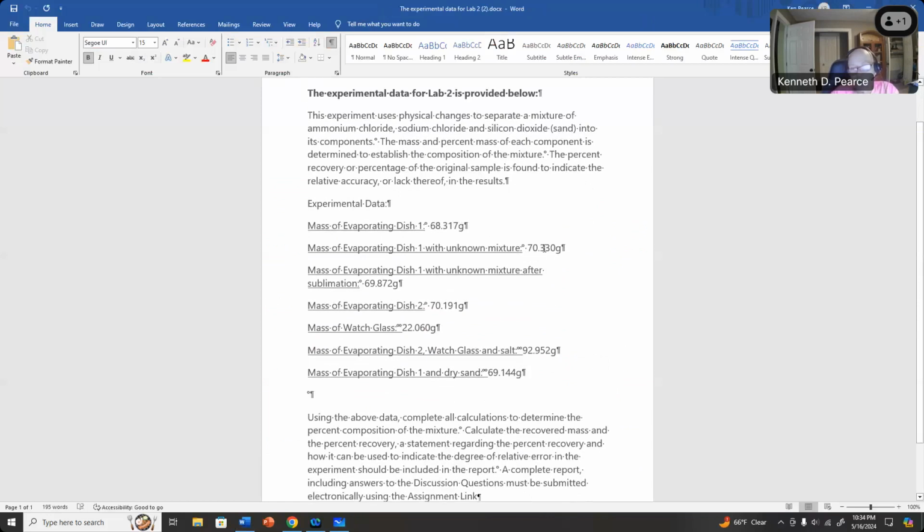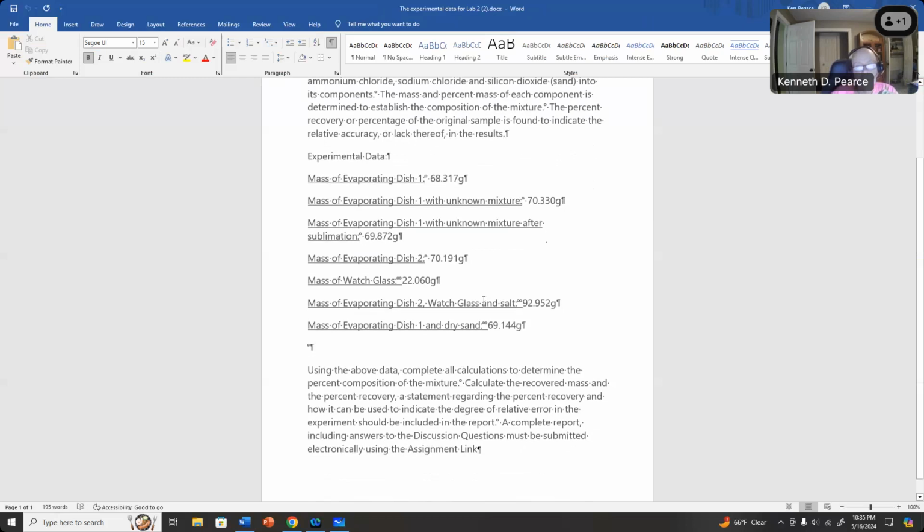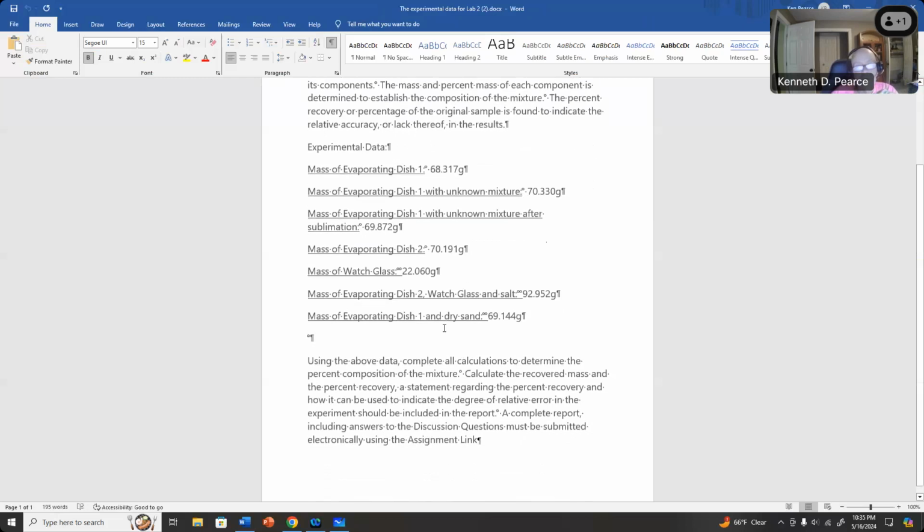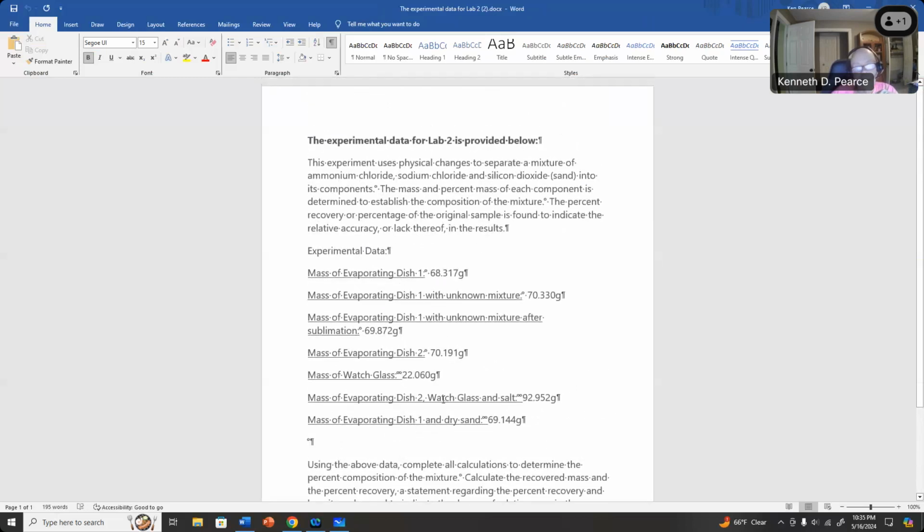So you got like 1 gram and some change of the unknown mixture, which has all 3 things in it. And then after you sublime, which means the ammonium chloride comes off, that's what you have left. How do we know how much we sublimed? We take the difference because it went up the hood. And there's the evaporating dish number 2. You got another mass, watch glass and all this to subtract it off. So the data you need is right here.